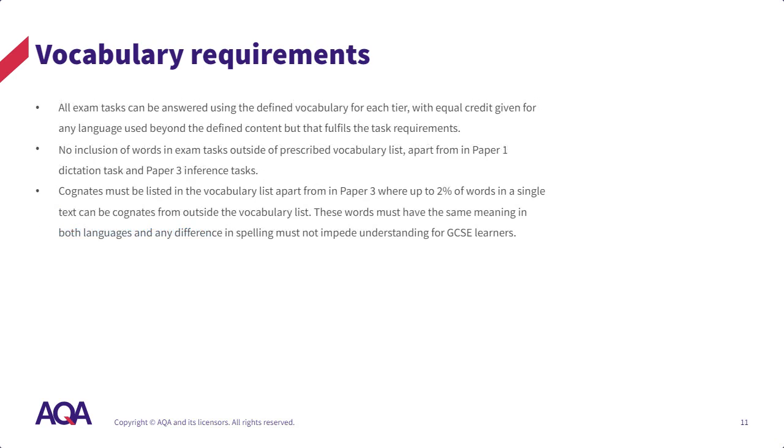So here we have some more information about vocabulary requirements. All exam tasks can be answered using the defined vocabulary for each tier, but equal credit is given for any language used beyond the defined content that fulfils the tasks. The exam tasks have to come from the prescribed vocabulary list, apart from the dictation task and the Paper 3 inference tasks. Cognates have to be listed in the vocabulary list, apart from in Paper 3, where up to 2% of words can be cognates from outside of the vocabulary list in a single text.